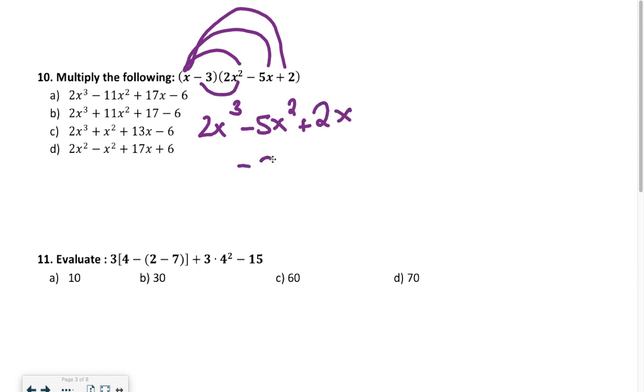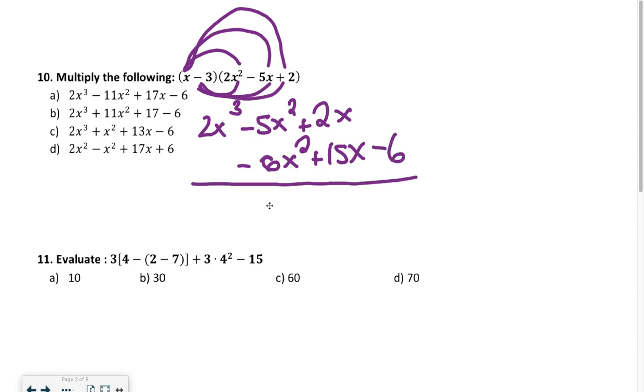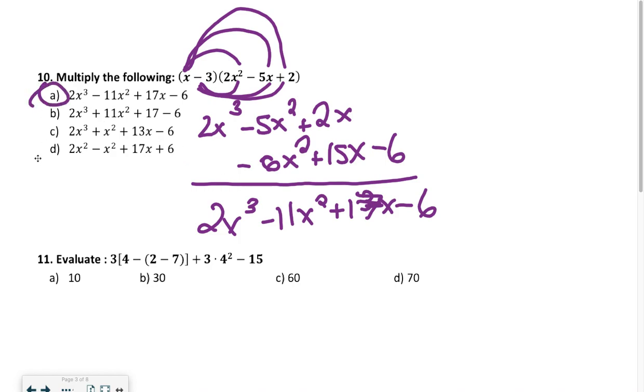So now you can line up your terms underneath. This is a negative 6x squared plus 15x. Makes it a little easier to combine, minus 6. 2x cubed minus 11x squared. These are all like terms. This would be choice, this is 17. This would be choice A.